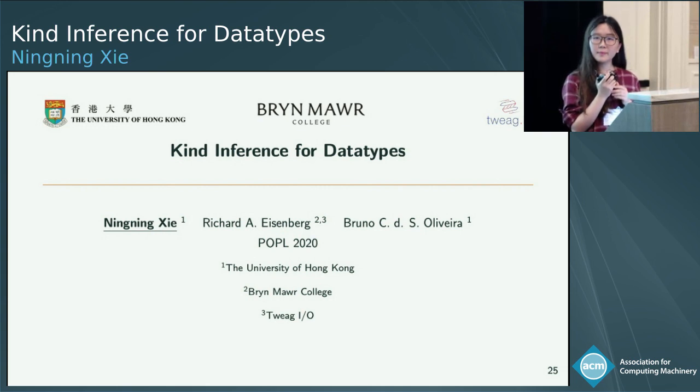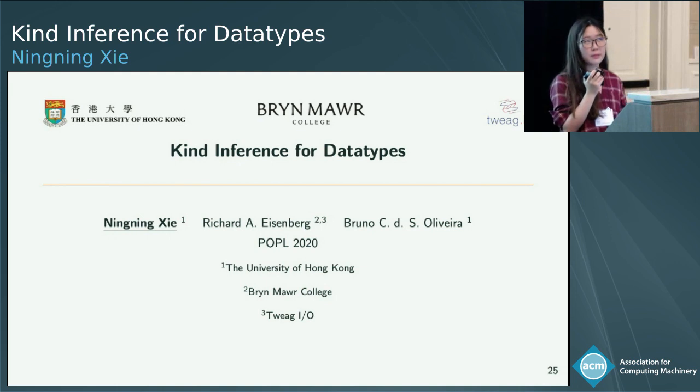Could you comment on how fast kind inference can be, or how slow it can be? We did not evaluate the performance of the algorithm, but we believe the performance of the algorithm would be very close to those type inference algorithms for dependent types.